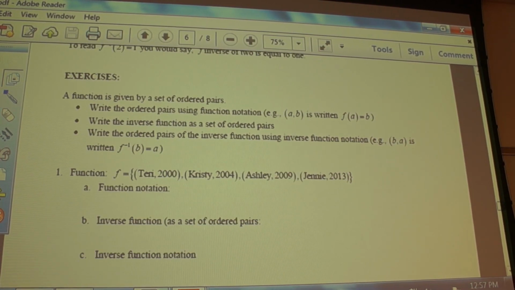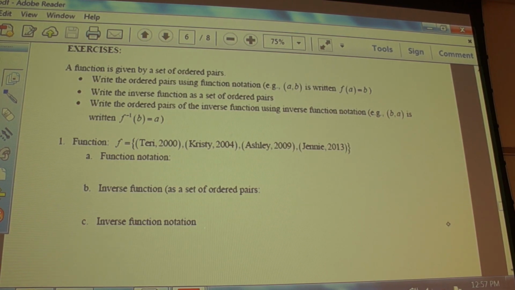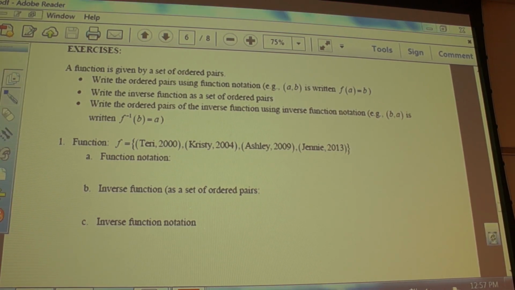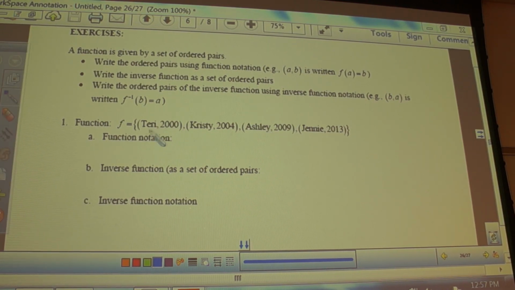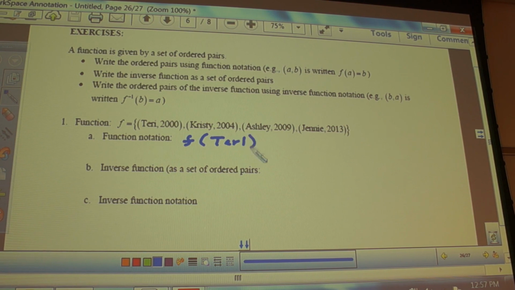So here are some exercises. You're going to write them using function notation. So here are my points. Here's the first function notation. The point is Terry, comma, 2000. So f of Terry, that's my input, should give me what output? 2000. Everybody all right with that? Comma, and then do the other three.